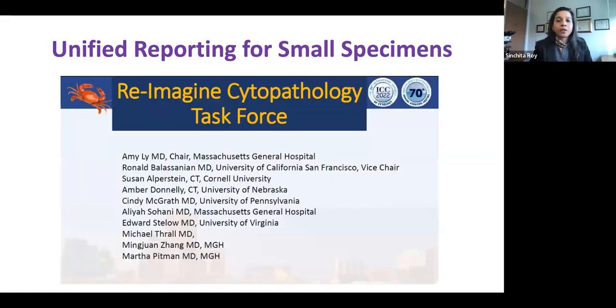Dr. Martha Pittman, who was the president of the American Society of Cytopathology, created the cytopathology task force last year. You can see some of the members that were on this task force. The task that they had was looking at this unified reporting of small specimens, where if you are getting a cytology FNA specimen with these small biopsies, let's look into how we can unify this report.